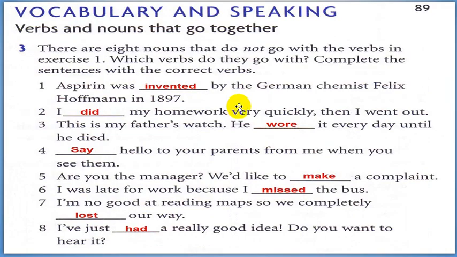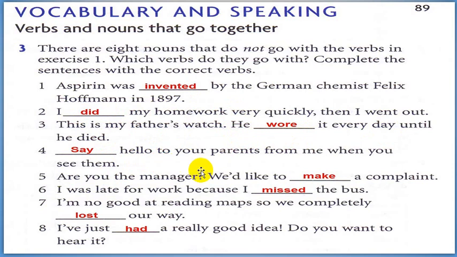Complete the sentences with the correct verbs. هذا أيضا يعني صيغة أخرى form آخر للي ممكن تجي السؤال عن the verbs and nouns that go together. 1. Aspirin was مثل ما قلنا invented. Okay. Number 2. I did my homework, do homework, التعبير. This is my father's watch. He wore it every day until he died. Wore الماضي مال wear يرتدي wear a watch.